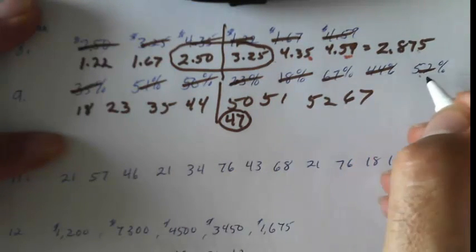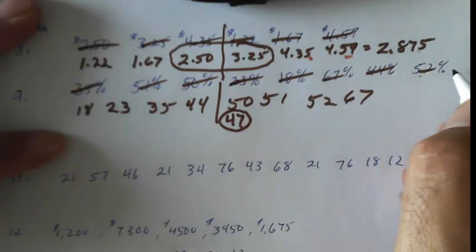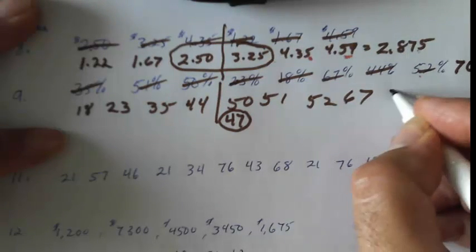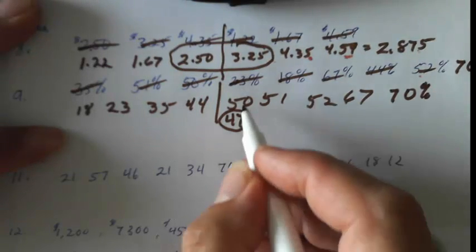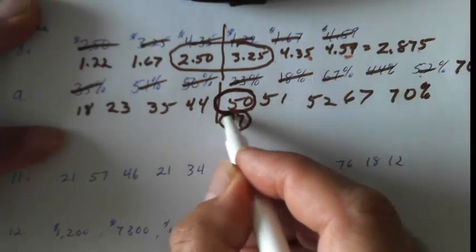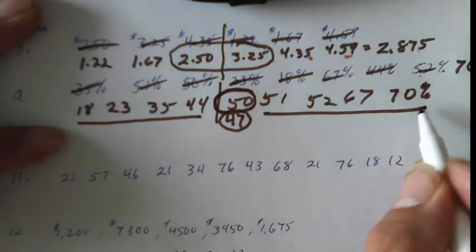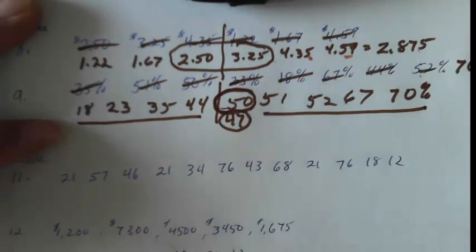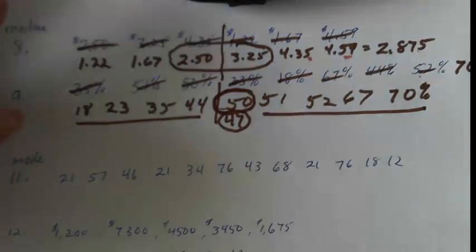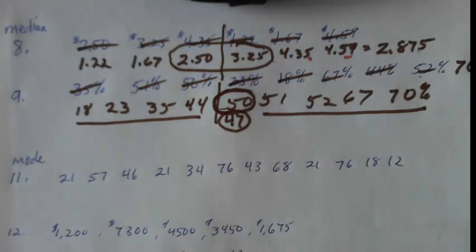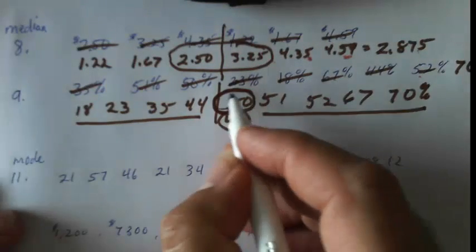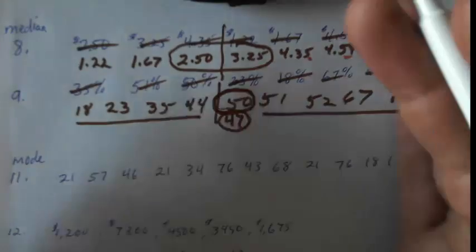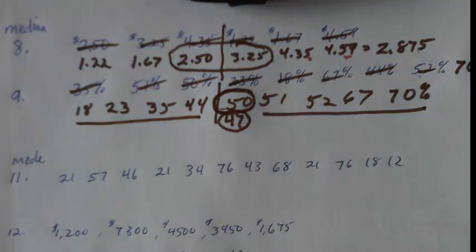Now if we had one more number in our set, let's say that we had a 70 up here. So now our middle is right here because we would have 4 on that side and 4 on that side. And so here's our middle. So then our answer would be 50, because that would be the median of our set. So if it's an odd number, you're going to get one of the numbers as a value. If it's an even number, you're going to have to average them.